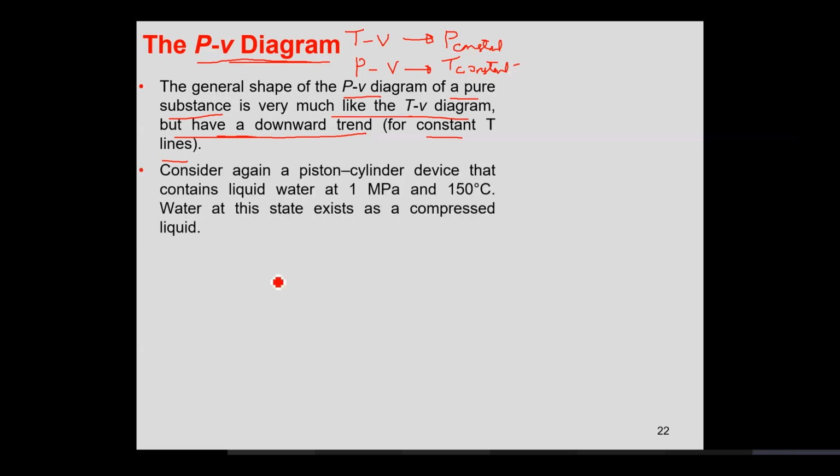Very good. So it says now consider again a piston cylinder device that contains liquid water at 1 megapascal and 150 degrees centigrade. Water at this state is basically compressed liquid.